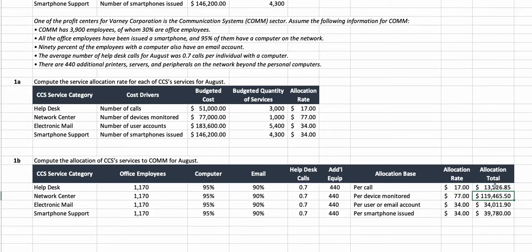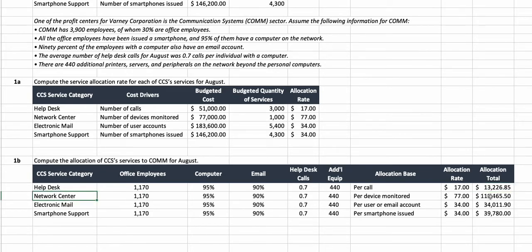That gives me $13,226. With change, if we wanted to round it up, we could say that it's $13,227. But what about the network center?